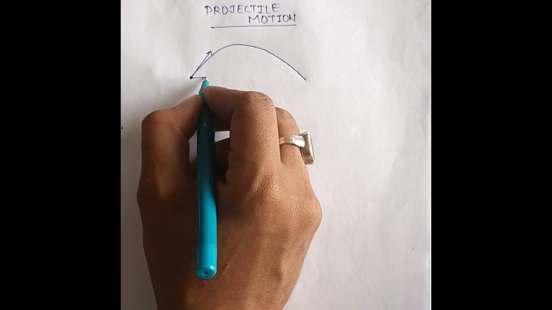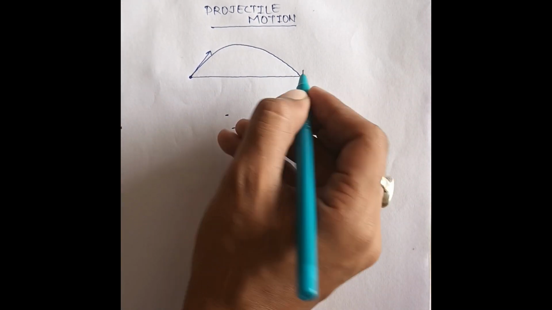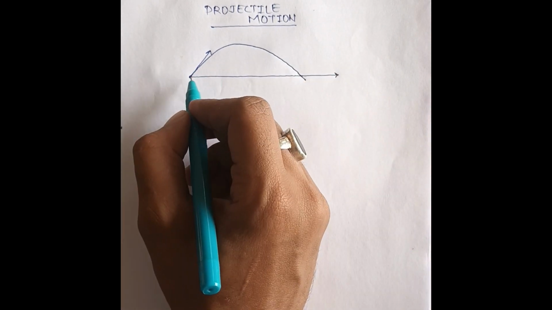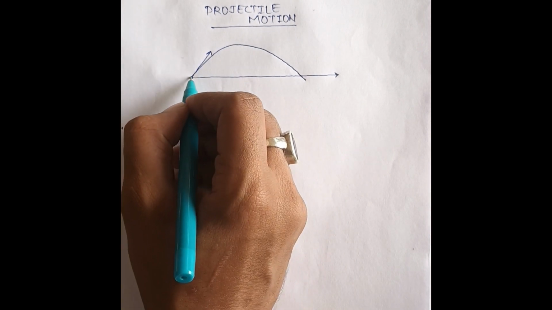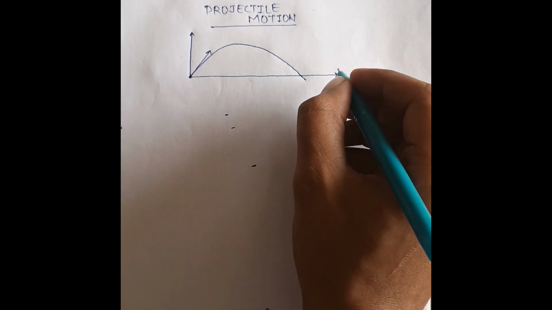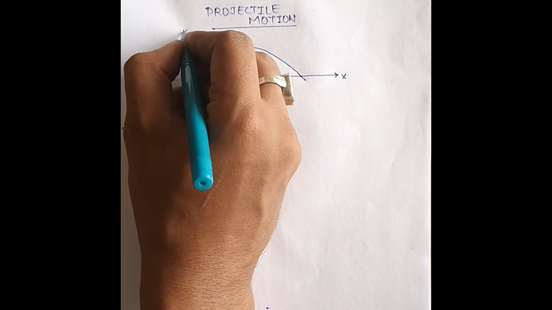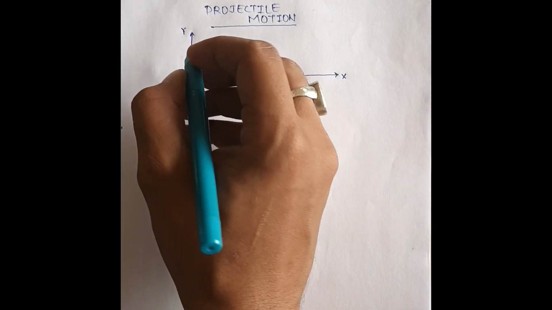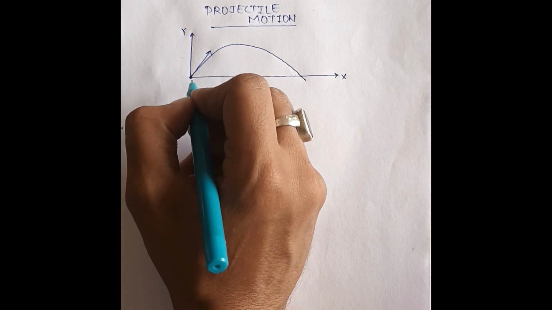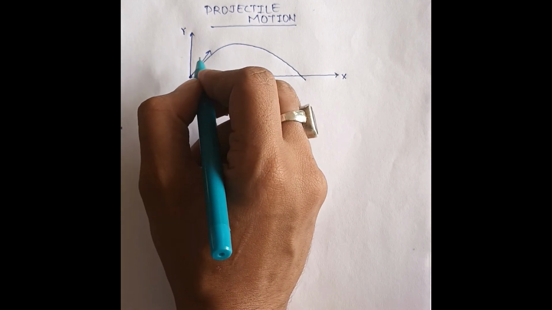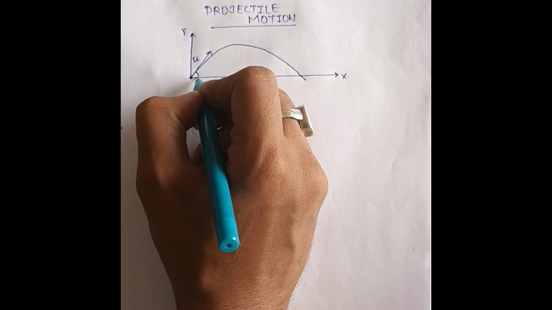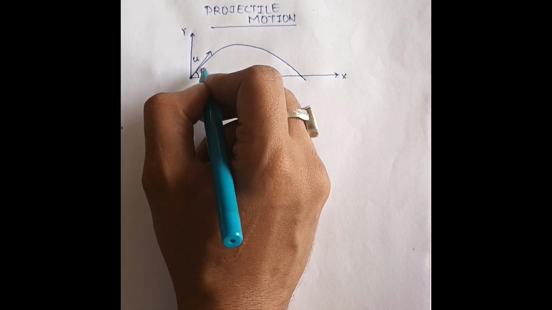Let us consider this is the horizontal plane on which the object will be falling. This is the horizontal plane from where the object has been projected upwards, and this is the vertical direction of the movement of the object. So let us consider this is the x-axis and this is the y-axis. Also, students, let us consider the velocity with which the object has been thrown upwards is u, and the angle made to the horizontal surface is theta.